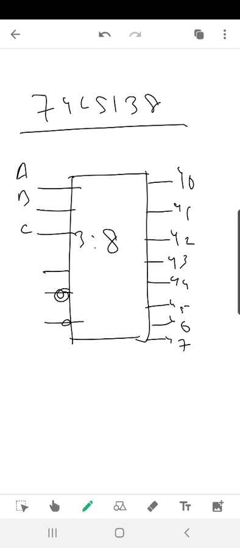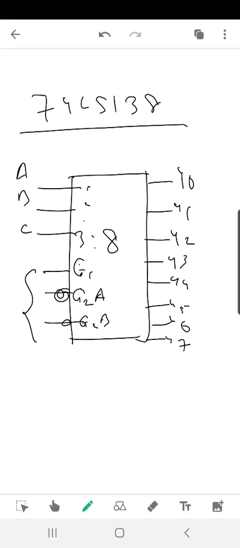So if I am saying that this is pin number 1, 2, 3, 4, 5, 6, pin number 5 and pin number 6 are active low. Pin number 4 is named G1, pin number 5 is G2A, and the sixth one is G2B. So these 3 will be used for our enable input.